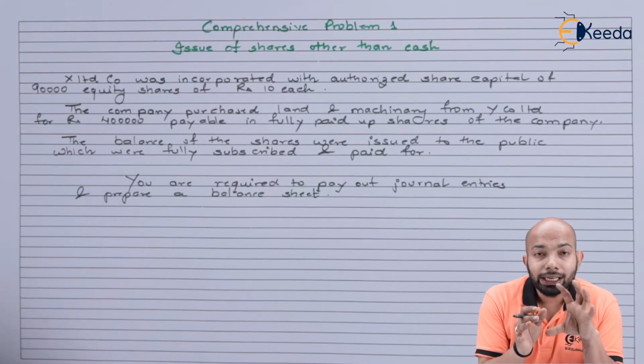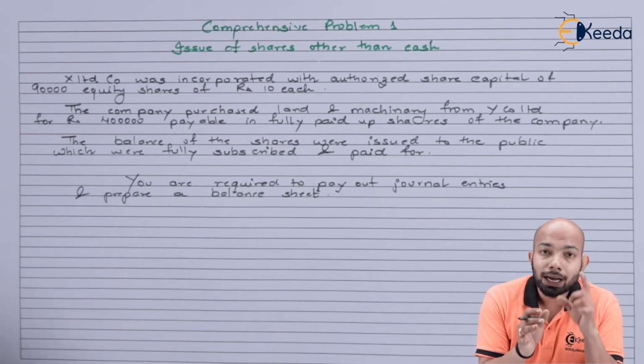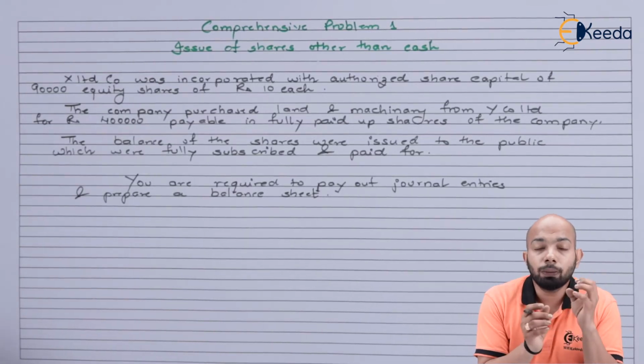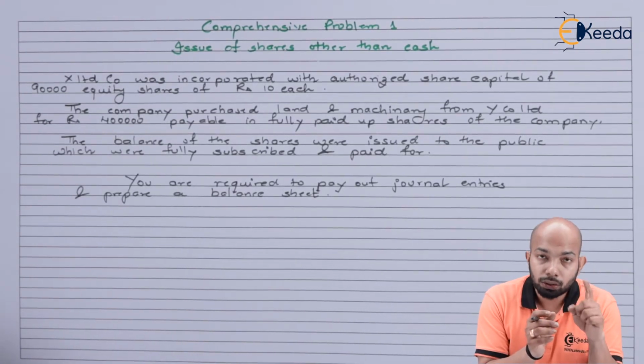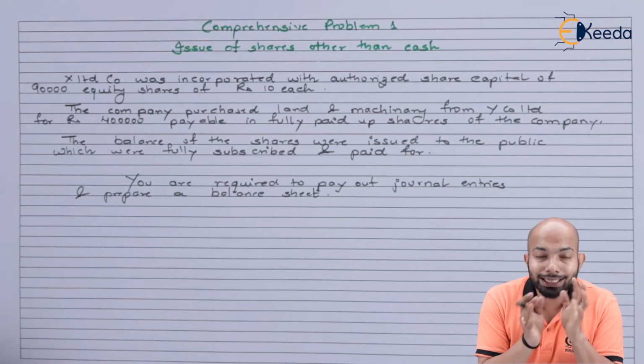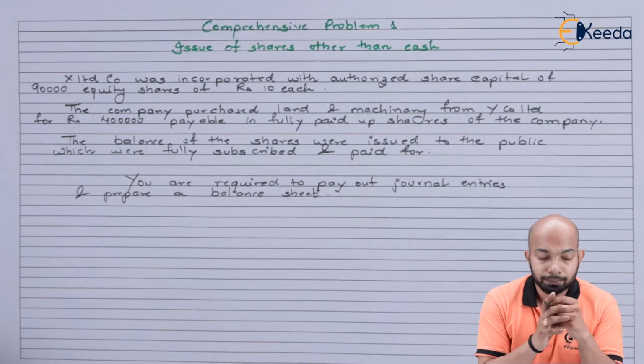Now, this is a very different question here. As you're passing the journal entries, you have to pass the journal entry for procuring the asset also. Now, let's figure out how the journal entries are supposed to be in this question. Let's start with the journal entries first.